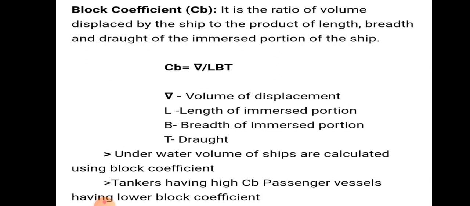Block coefficient means it is the ratio of volume displaced by the ship to the product of length, breadth and draft of the immersed portion of the ship. CB is equal to delta divided by L into B into T. Underwater volume of the ship is calculated using block coefficient. Tankers will have a high block coefficient, whereas passenger ships will have a lower block coefficient.